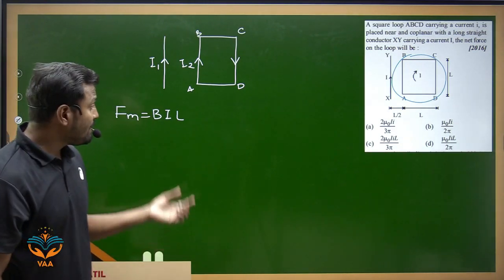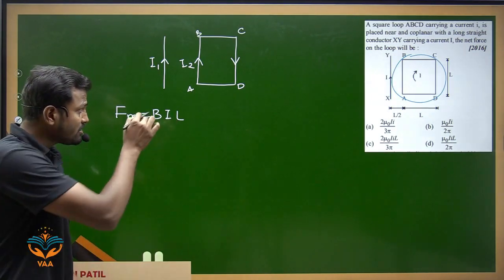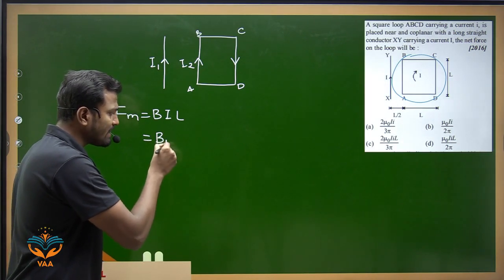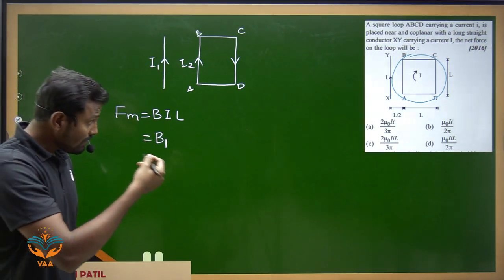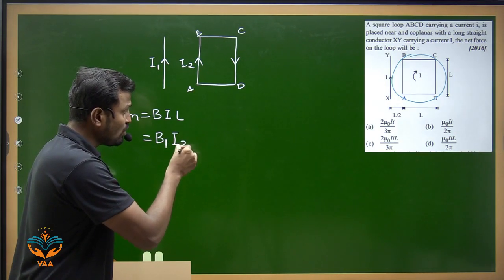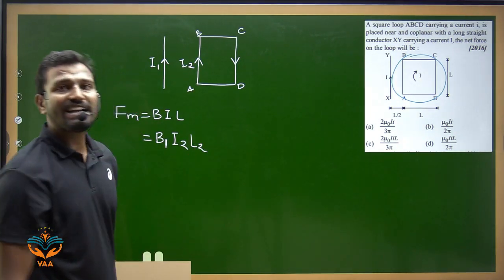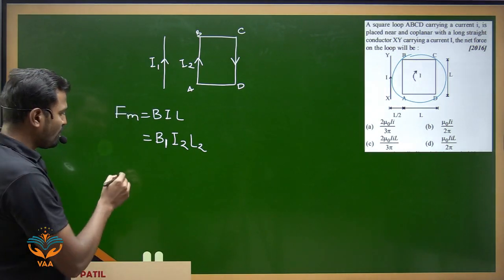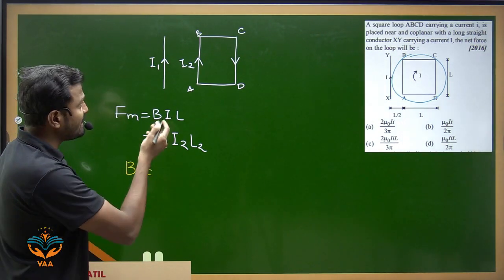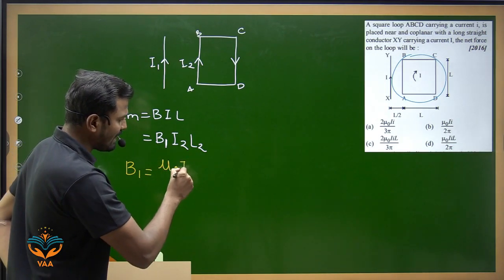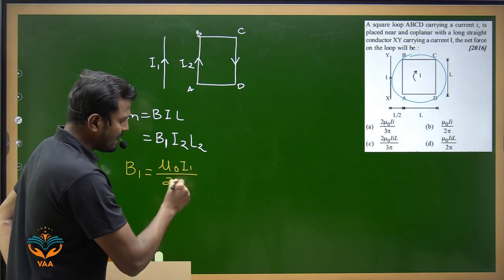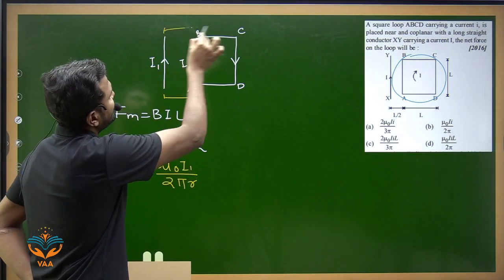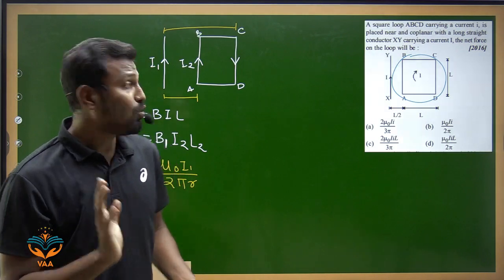Now let me interpret this particular BIL. This BIL is nothing but magnetic field of a straight conductor. So B1 into current I2 into length L2. So that is the constant thing. Now if we understood, I can find the value of B1. What is the value of B1? B1 is straight conductor, mu naught I1 by 2 pi r, where r is this particular distance and this particular distance. Now understand how the case is.